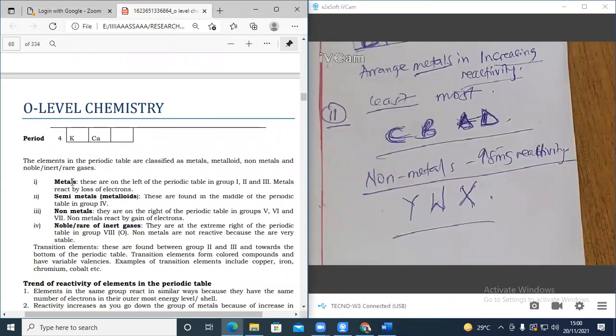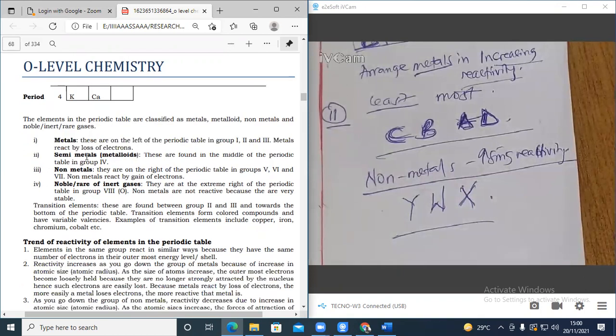Metals are on the left of the periodic table, and they are of group 1, 2, and 3. Metals react by loss of electrons. Then semi-metals or metalloids are found in the middle of the periodic table in group 4. The most common metalloid we know is carbon. There is a stage you will reach where carbon will behave as a metal and sometimes as a non-metal. We shall study that when time allows us.